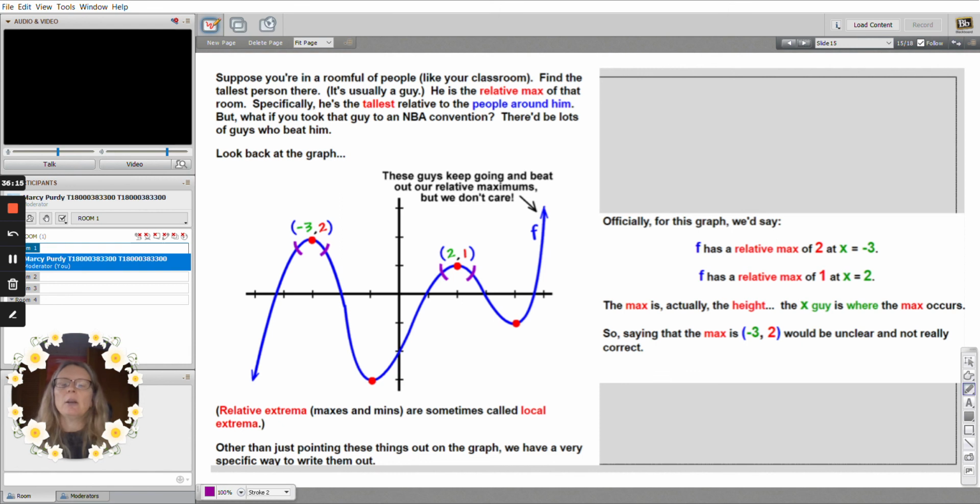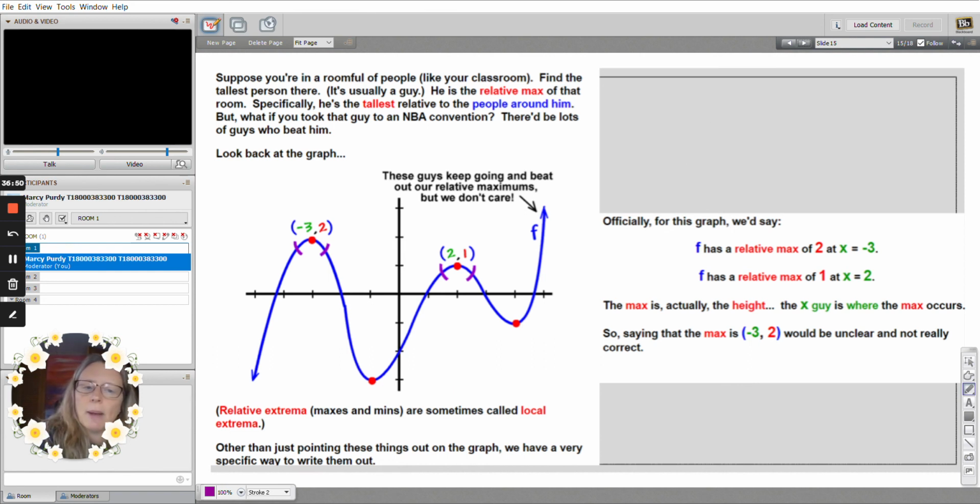So if you think about it, here's another way to look at it. At the top in that paragraph, if you're in a room full of people and you find the tallest person there, a lot of times it is a guy, he would be the relative max for that room. He's the tallest relative to the people around him. But if you took that same person to an NBA convention, there would be a lot of people who are taller than him, right? So relative maximum just pertains to that little section of the graph that you're looking at.